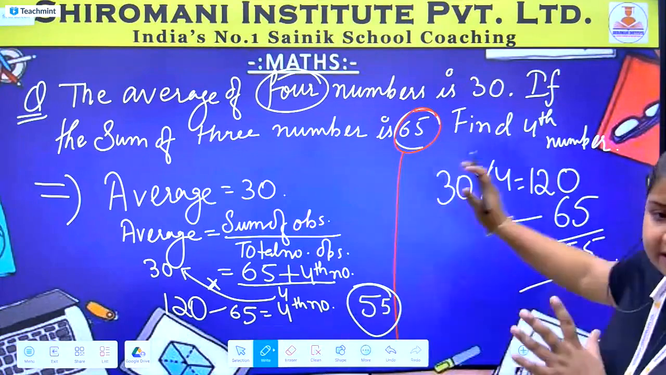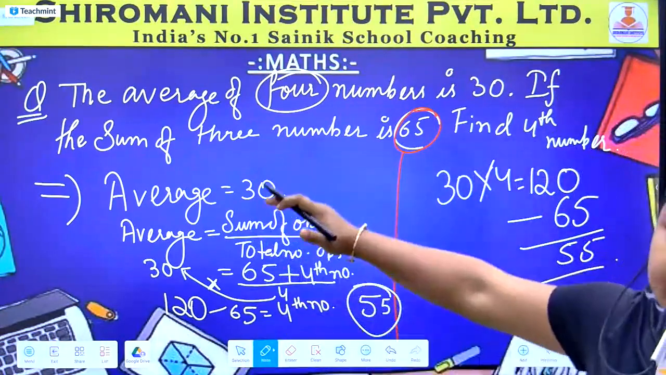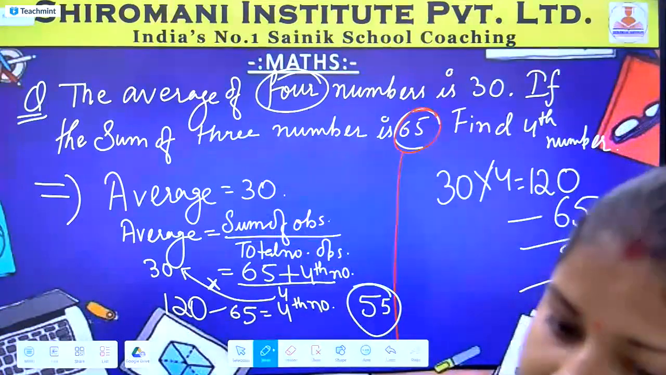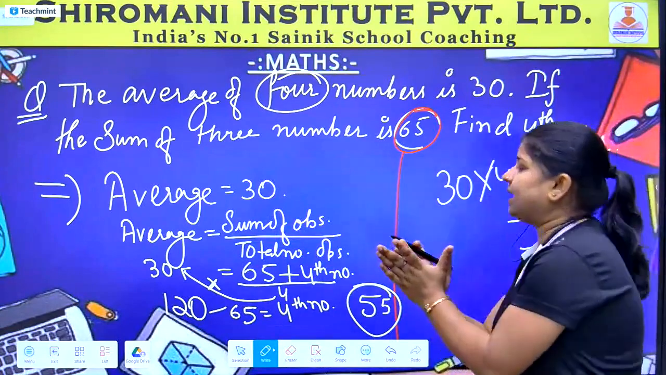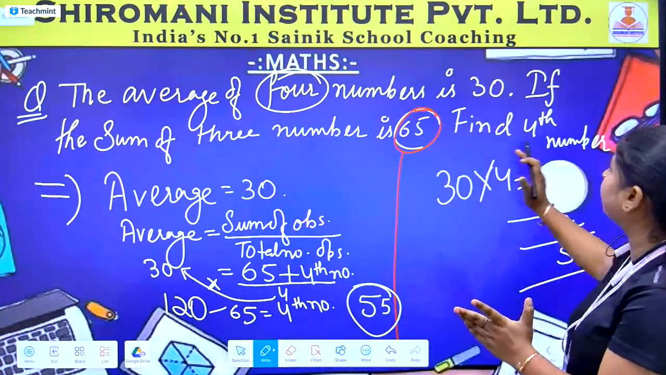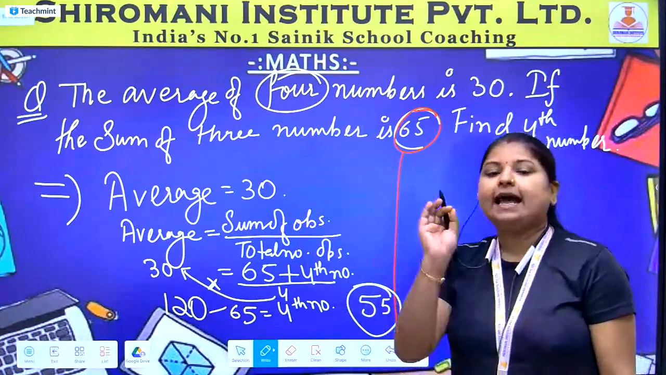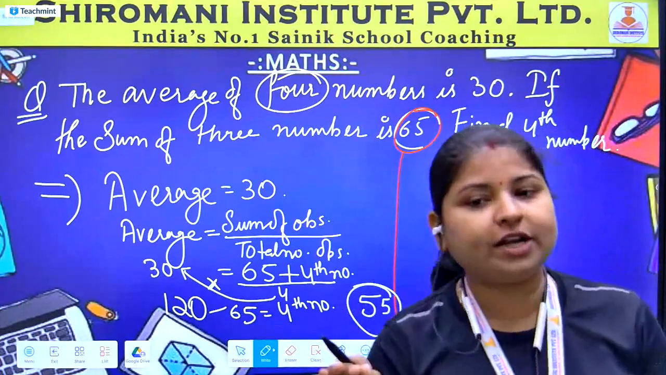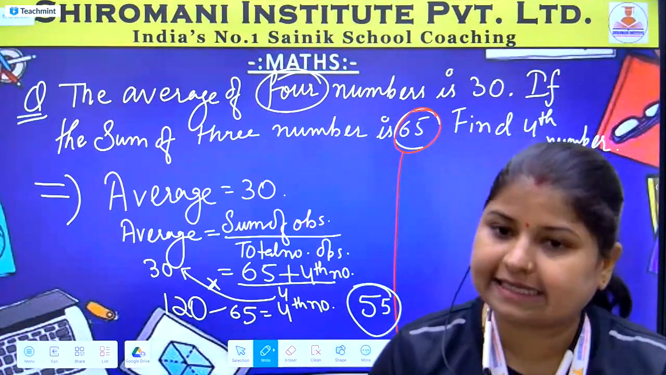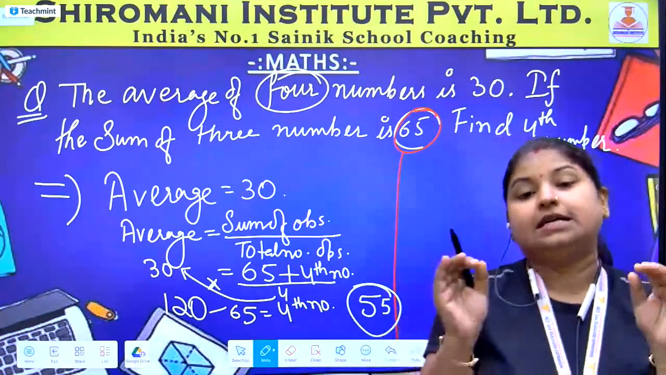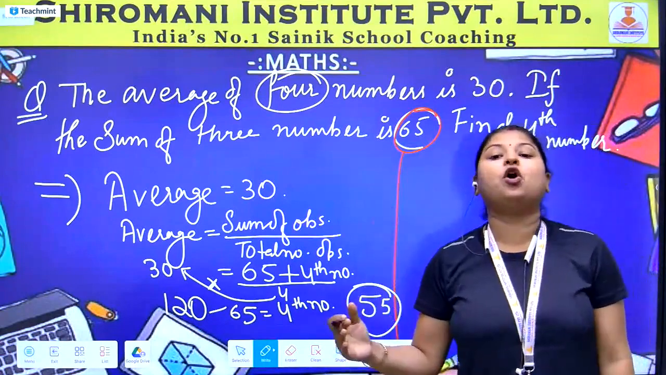And why do we do this? Because this is the concept. Always remember, what is the question? I'm explaining it myself once more, so please pay attention. The question says the average of 4 numbers is 30. If the sum of 3 numbers is 65, find the fourth number.